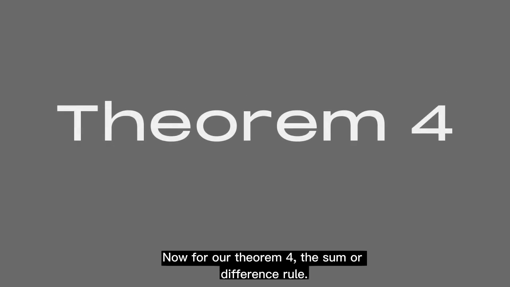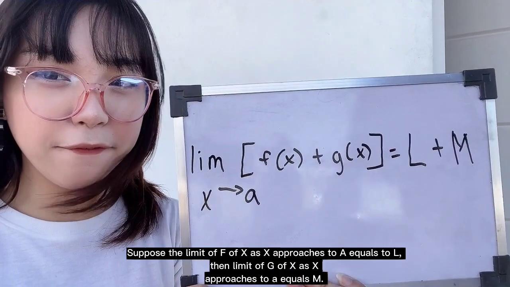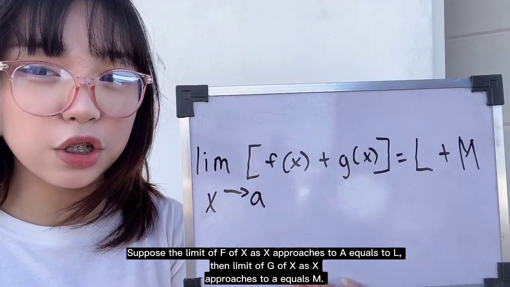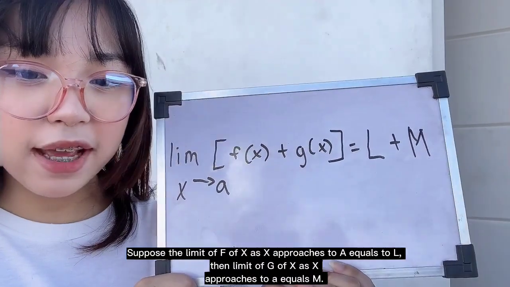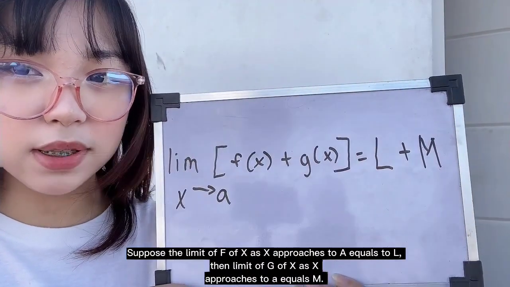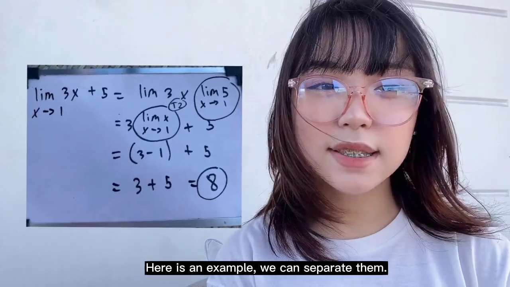Now for our theorem 4, the sum or difference rule. Suppose the limit of f of x as x approaches a equals L, then the limit of g of x as x approaches a equals m. Here is an example. We can separate them.